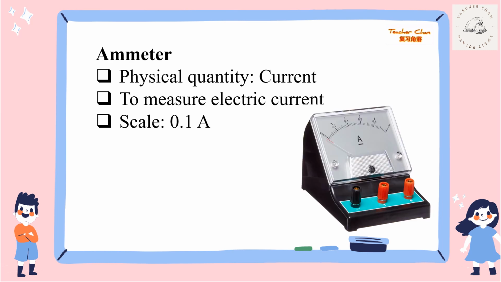So the second one is the ammeter. The physical quantity that can be found in this ammeter is current. The function of the ammeter is to measure electric current. The smallest division that can be found in this instrument is 0.1 ampere.